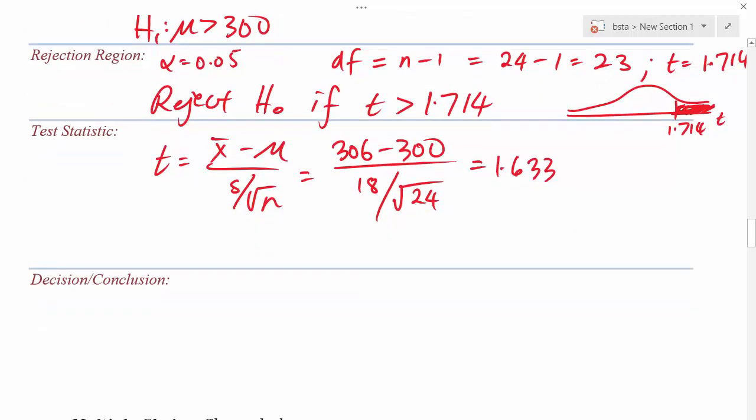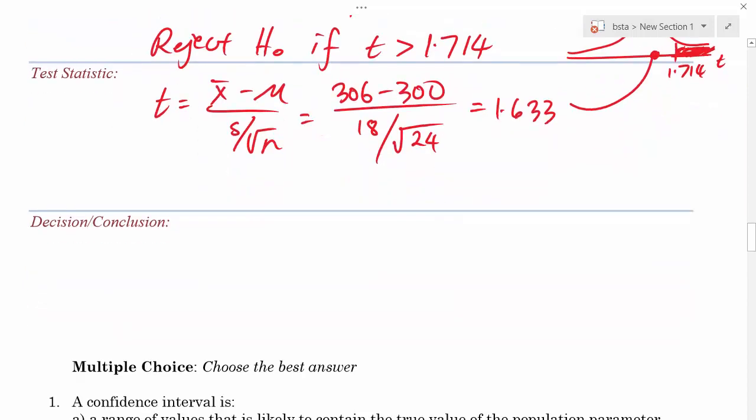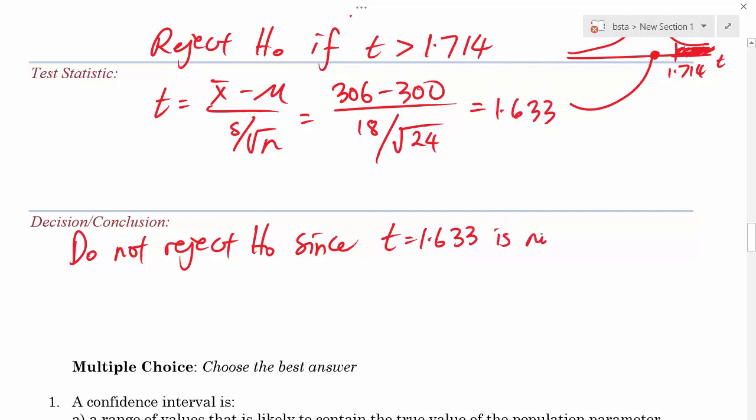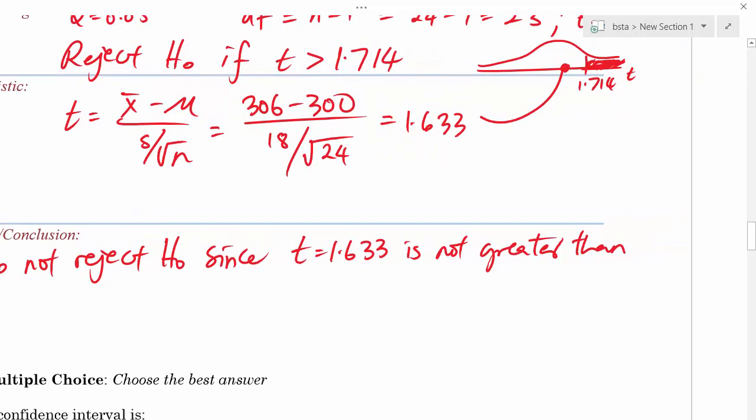And we want to see if we should reject the null hypothesis here. So again, you're saying we shouldn't reject the null hypothesis. Okay? So this number here is 1.63. It's obviously not greater than 1.714. So we are not going to reject the null hypothesis. Or you can say because our t is not greater than 1.714 here.